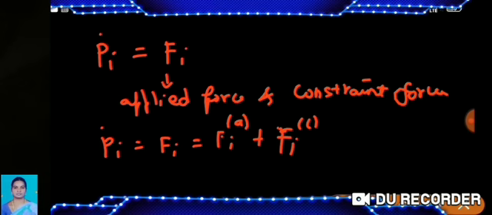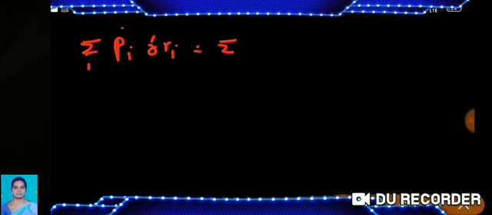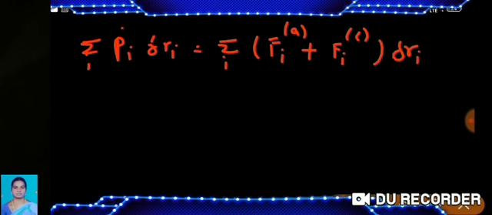This equation becomes summation over i of Pi dot del Ri is equal to summation over i of Fi^A, where A stands for applied force, plus forces of constraint, into del Ri, and the sum is taken over all the particles.